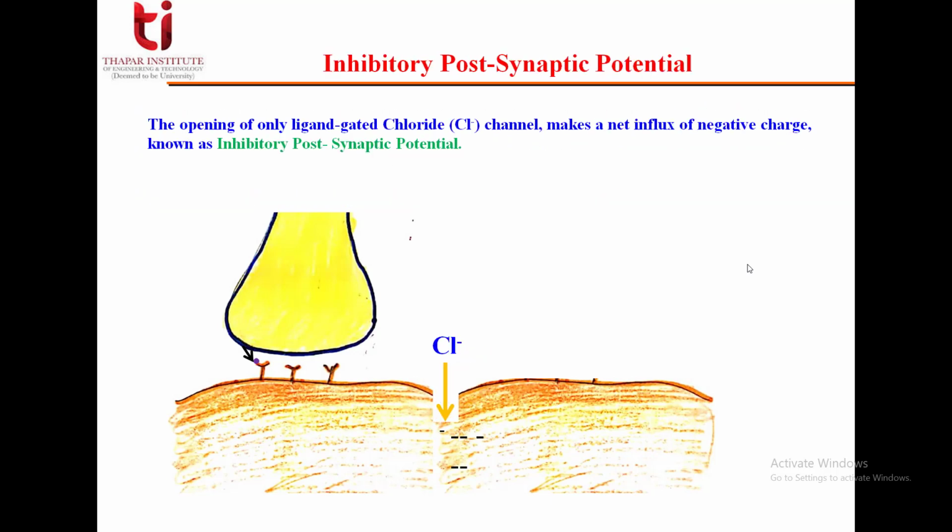Similarly, we have another kind of potential, that is the inhibitory post-synaptic potential. In this, the opening of only ligand-gated chloride channels makes a net influx of negative charge. Then it is the inhibitory post-synaptic potential. And because it is the flow of negative charge, it will make the inside cell potential more negative, and this process is known as repolarization.